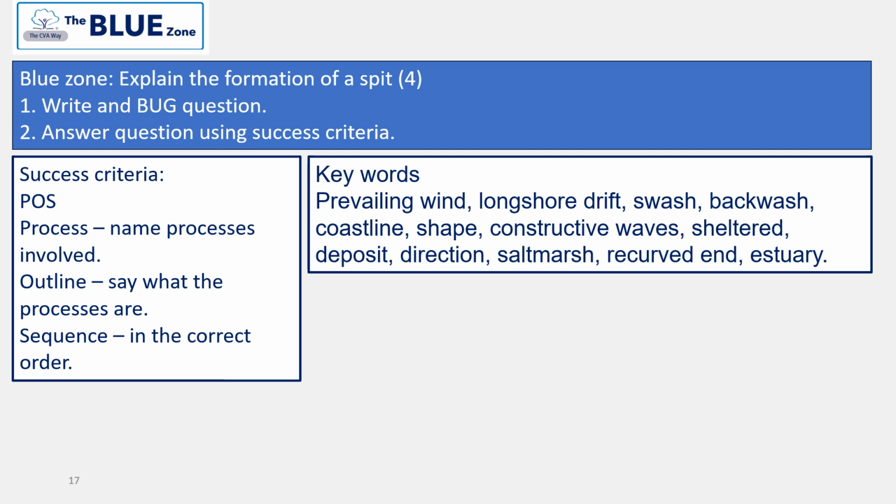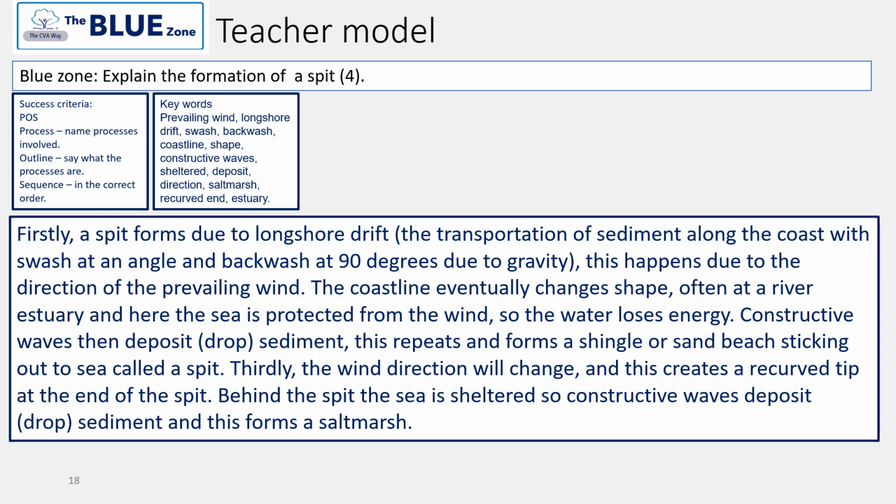What I'd like you to do is just write out the question for me and box the question, and then I'll show you a model answer. So, here's a model answer. Firstly, a spit forms due to longshore drift. Process. I then need to outline it. The transportation of sediment along the coast with swash at an angle and backwash at 90 degrees due to gravity. This happens due to the direction of the prevailing wind.